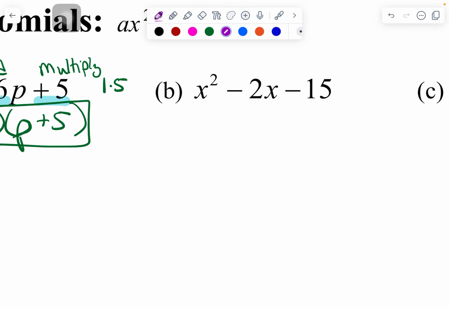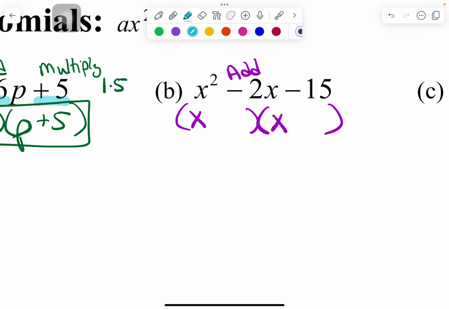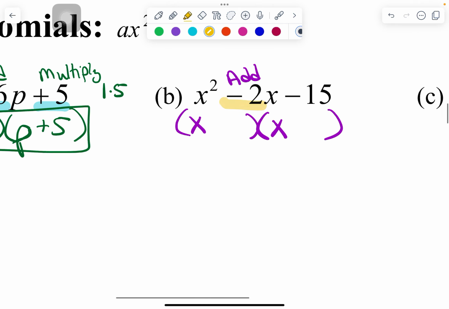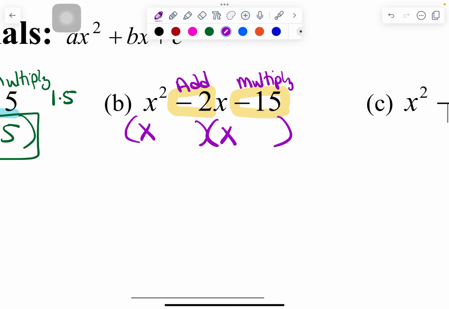All right, moving over to part B here. x squared minus 2x minus 15, GCF, no. All right, so let's start paying attention to this. x squared, we're going to split it. So there's x. I am looking to add to negative 2. Now this is where it's going to start getting tricky. We've got a negative 2, so we have to be careful about that sign. And I want to multiply to negative 15. All right, I'm going to ignore the negatives for right now.